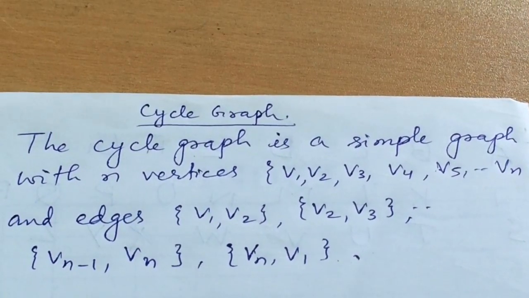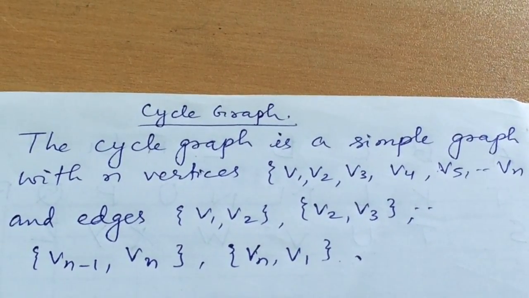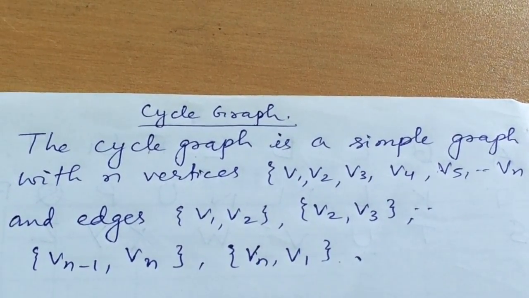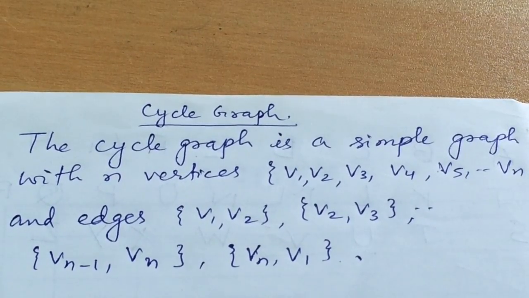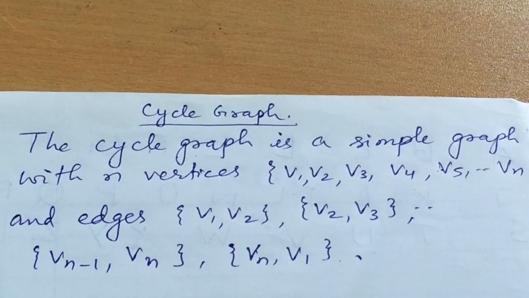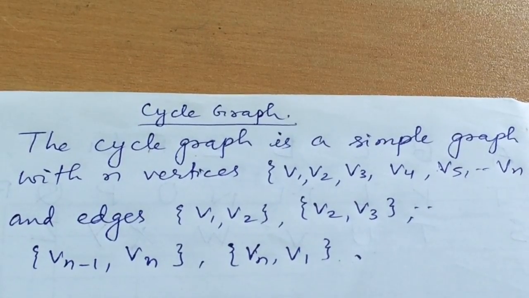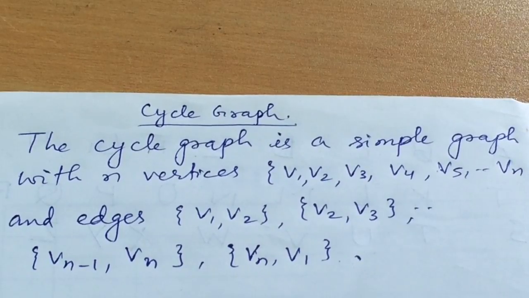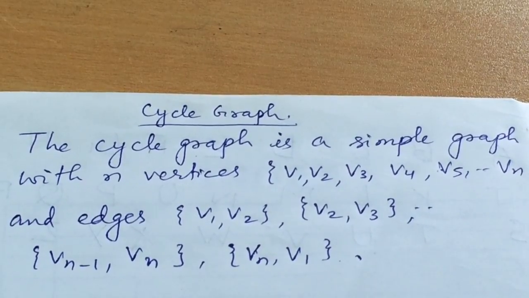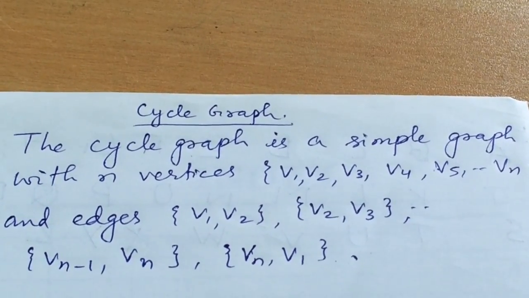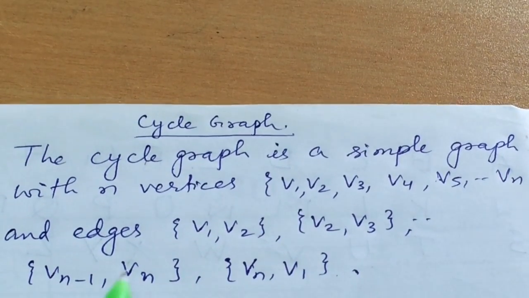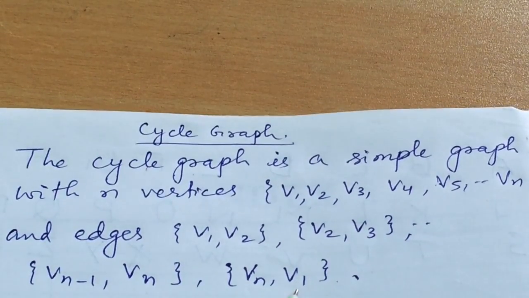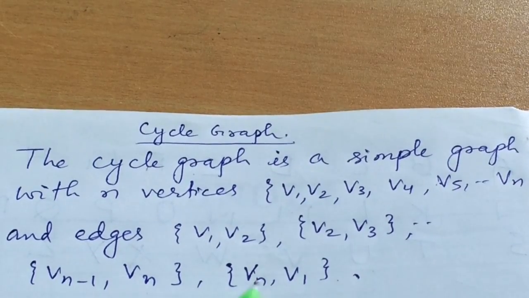Let's see first its definition. A cycle graph is a simple graph with n vertices v1, v2, v3, v4, v5 up to vn, and edges v1 v2, v2 v3, up to vn minus 1 to vn and vn to v1. So these are the edges, and this will make a cycle.